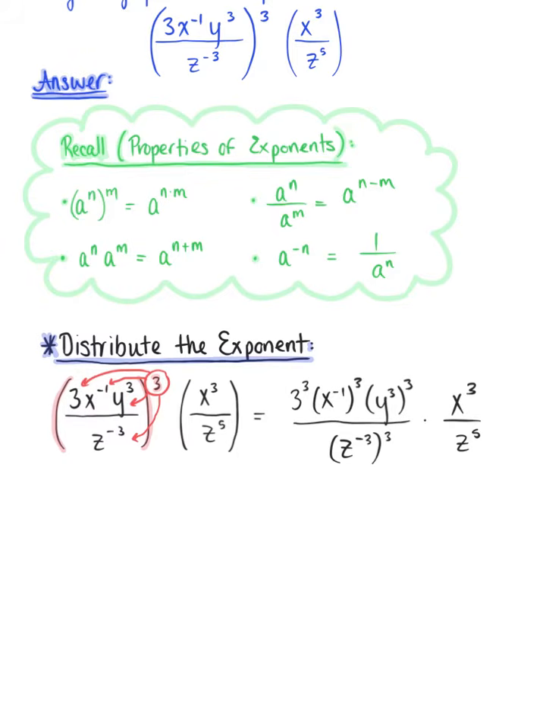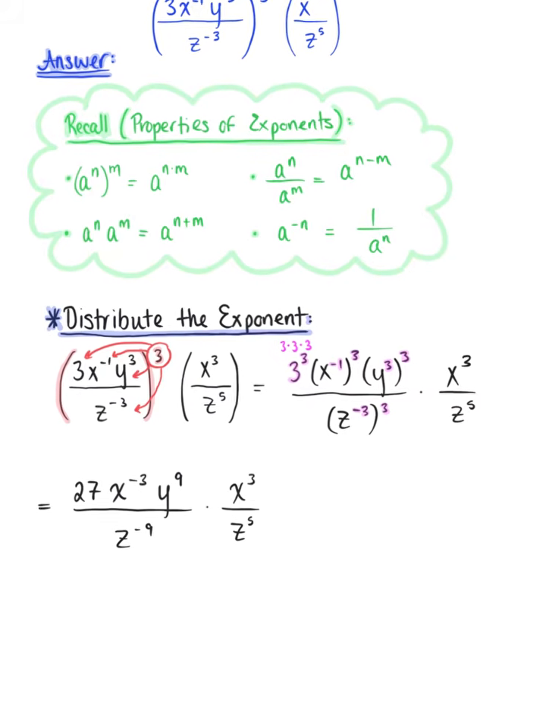So simplifying our first term, we know that 3 cubed, or 3 times 3 times 3, is 27. We have x to the negative 1 times 3, which gives us a minus 3. We have y to the 3 times 3, which is 9. And this is all divided by z to the negative 3 times 3, which is z to the minus 9. And again, that second term still remains as it is, y cubed over z to the 5th power.